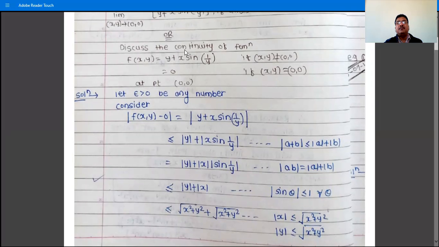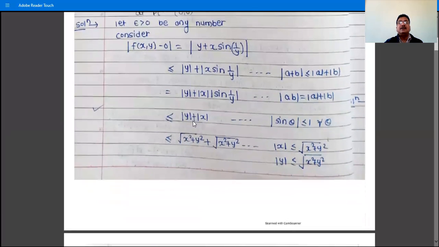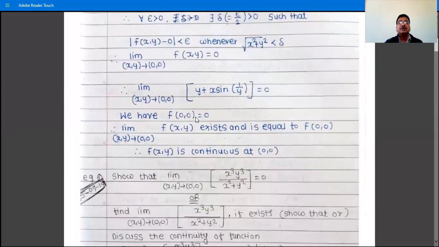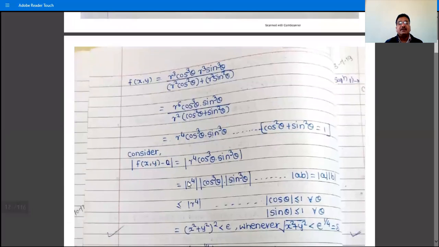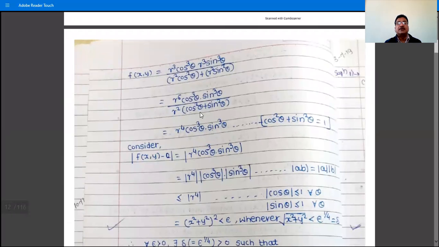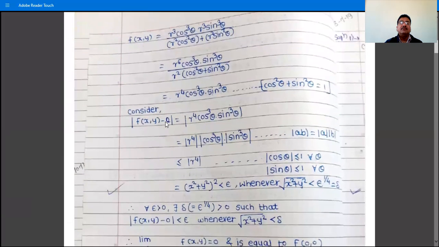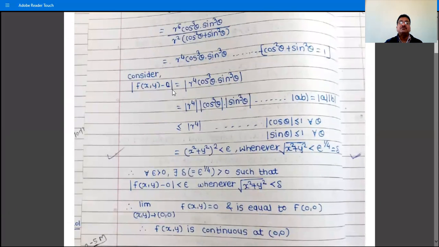So if the problem is like this, with sine or cos in it, then use the direct method to show the limit exists. And if there is something like x square divided by a denominator x square plus y square, then use polar coordinates to show the limit exists. And start from this mod f(x,y) minus 0.